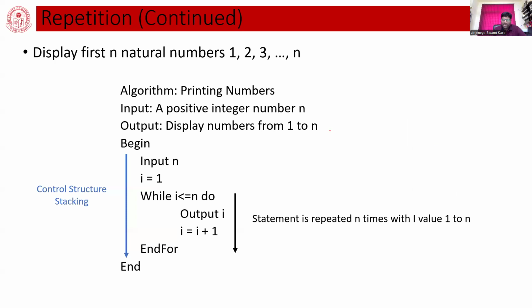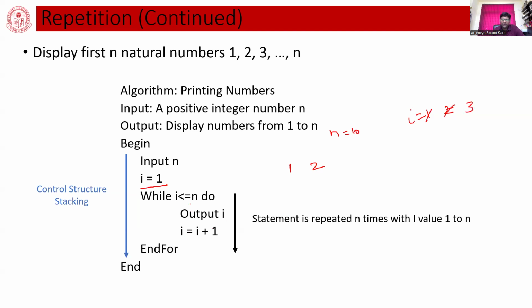So suppose for example n is equal to 10. The initial I value is 1. This is called initialization. Since 1 less than or equal to 10 is true, we will output I. I is 1. Then I becomes 2. I value is initially 1, now it becomes 2, and then this comes back again for the condition. Is 2 less than or equal to 10? True. So output will be 2. Then I becomes 3.